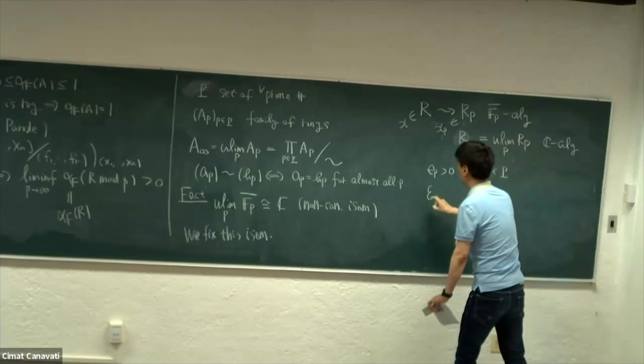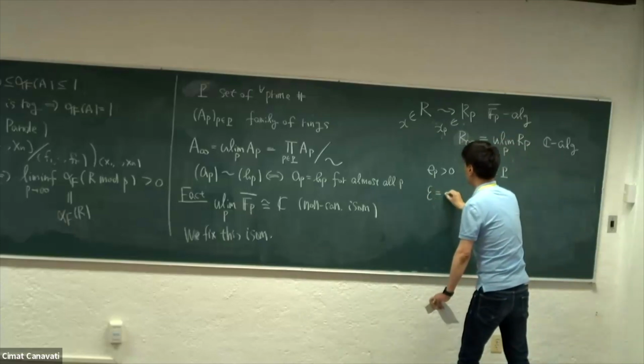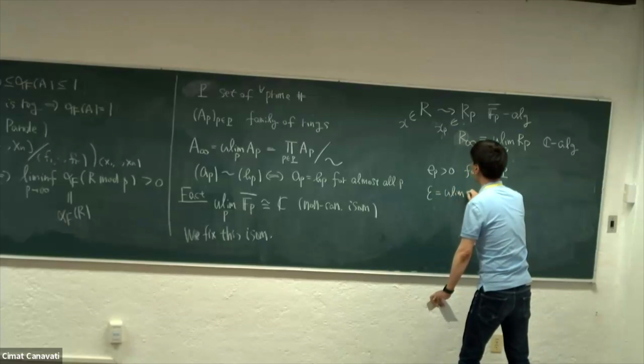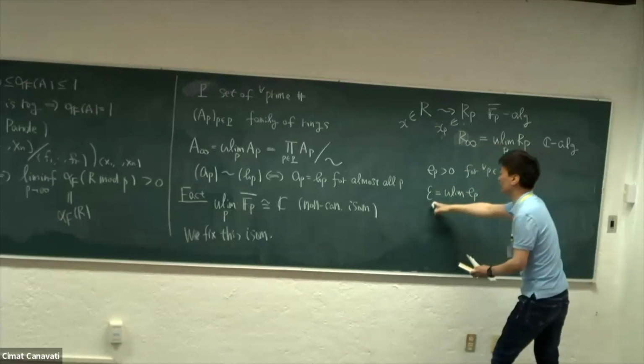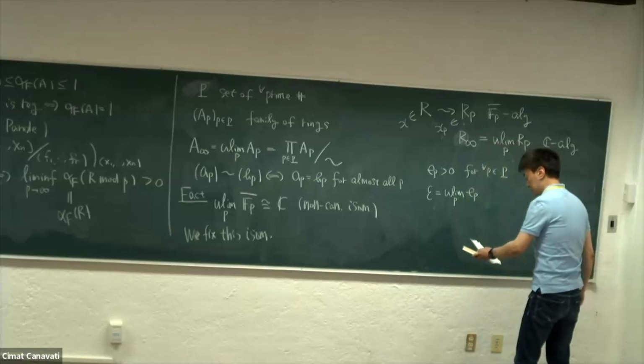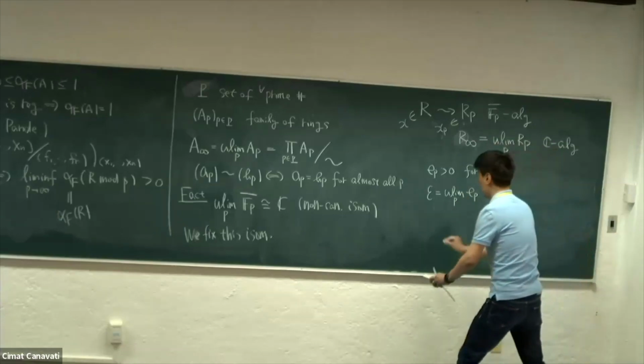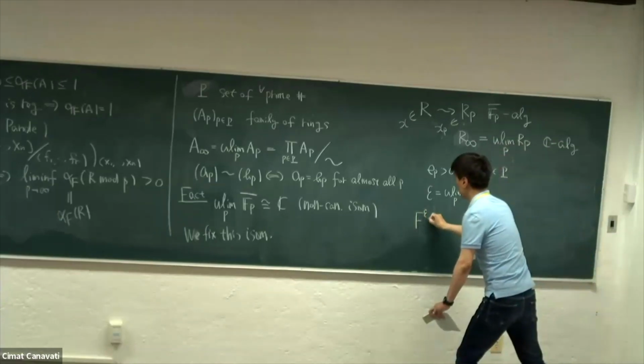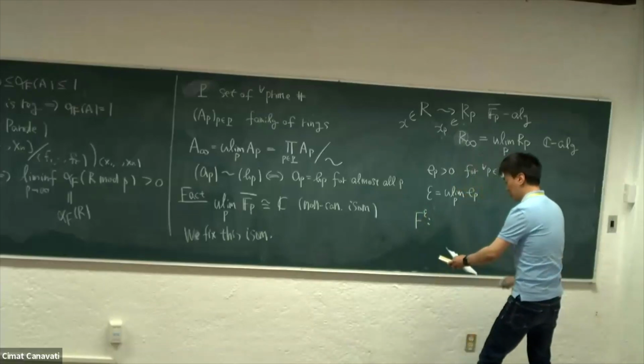Let me denote epsilon. This is the ultra limit, the ultra product of E sub P. This is a non-standard integer. Then the following is the ultra-power property.